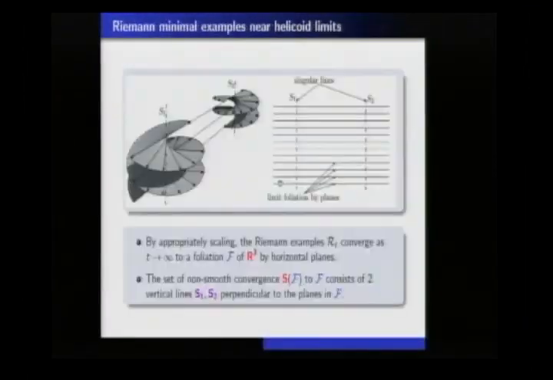Okay, and there was that picture before. We kind of looked at this again. As you go through the family that goes to helicoid limits, if you do the right homothety, you actually converge to a parking garage structure.